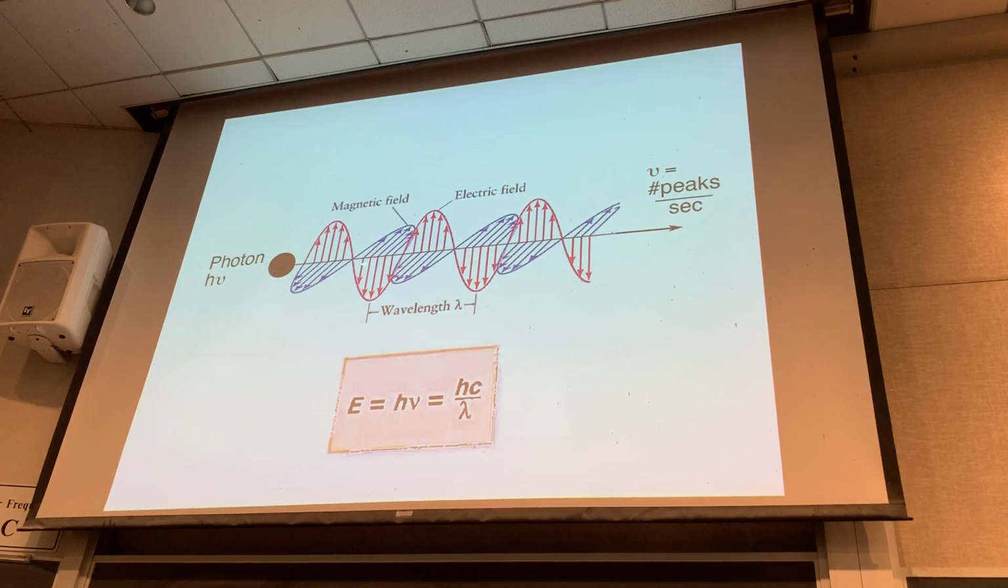But as it propagates through space, it generates two fields that can be measured. An electrical field here, which is the red vector quantities as they oscillate, as it propagates through space. The wavelength is the distance between the two peaks, or between the two troughs, however you want to keep track of it.